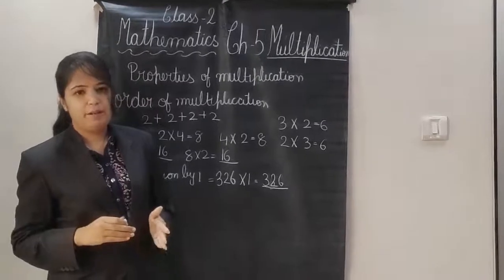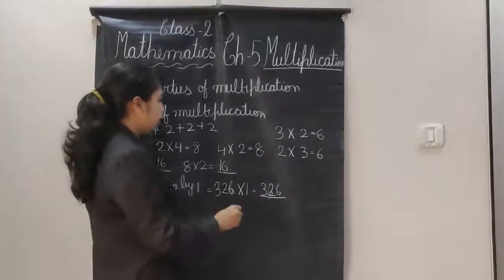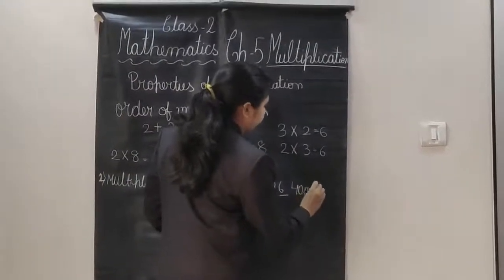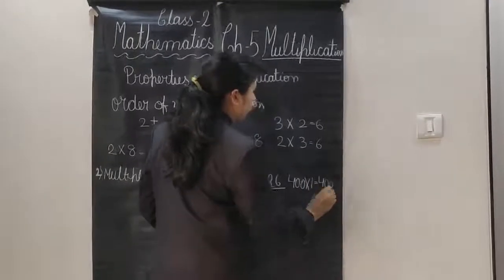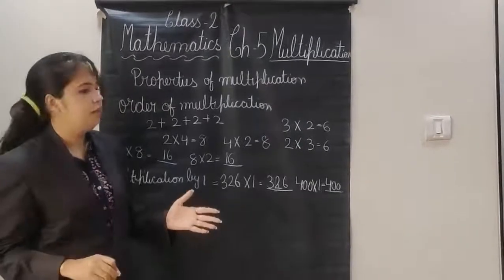Whenever we multiply by 1, the answer will always remain the same. Next, 400 multiplied by 1. The answer will be 400. So this one is the easiest property of multiplication.